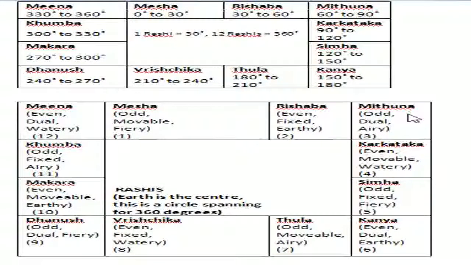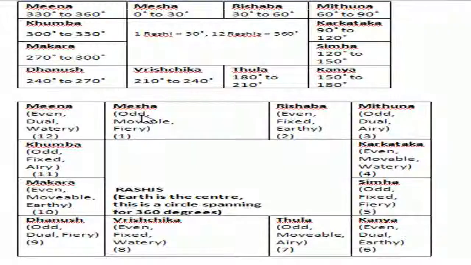Mithuna is an odd sign, it's a dual sign and an airy sign. Karkataka is an even sign, it is a movable sign and it is a watery sign. Now if you look at this, let's take the first one, where we are saying whether it's odd or even.